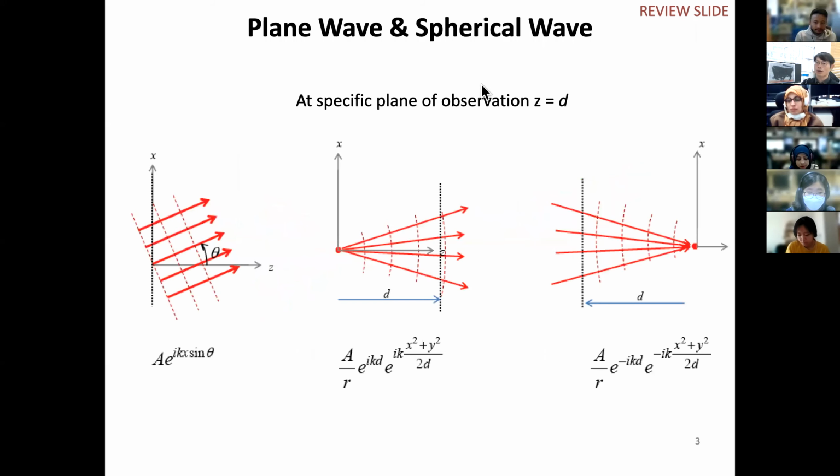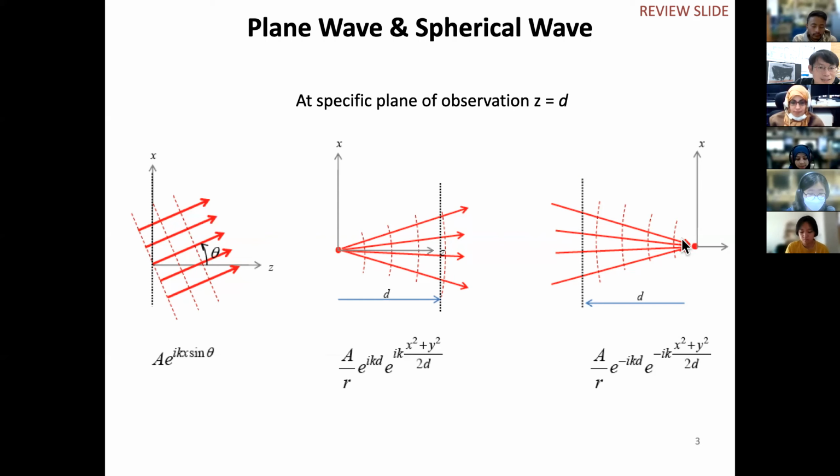Okay, so let's go back to check again a simplified version of interest, a specific plane of observation at z equals d. So now we can see this one becomes the plane wave A times e to the i k, because we are interested in this on the screen, i k x sine theta. And when the distance is d, you can see the same as before, this is Fresnel, but also you realize, what if the point of interest is actually converging light?